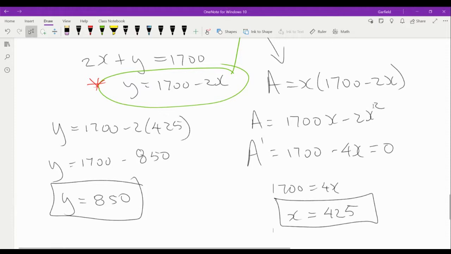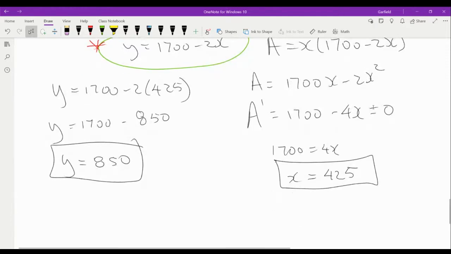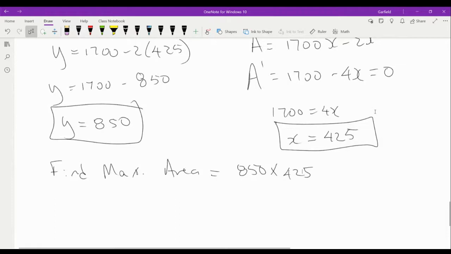They also ask us to find the maximum area. Of course, to find the maximum area, that's just going to be 150 times 425. What do we get for that? 63,750.